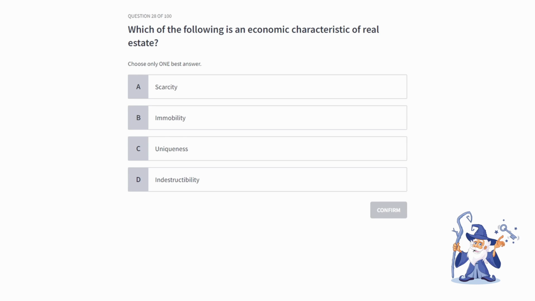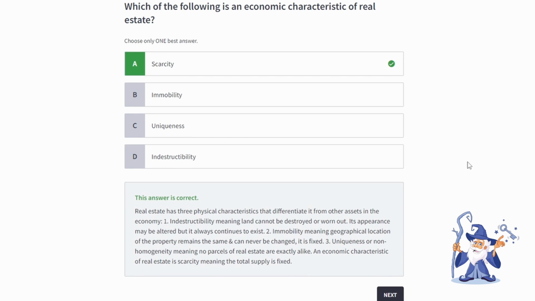Anyways, okay, 28. What is the correct answer for 28? Well, it's going to be scarcity. That's right. So we talked about this a little bit earlier. There's 3 physical characteristics, and then obviously there's economic characteristics. So an economic characteristic would be scarcity, because again, the total supply is fixed. It has to deal with economics. These other ones are going to be physical.